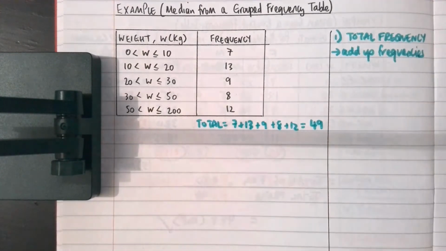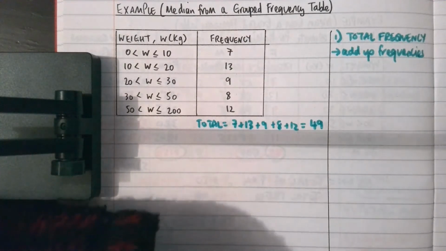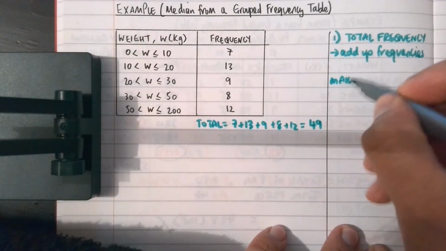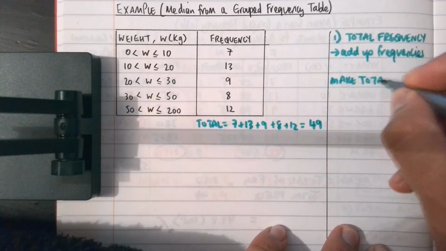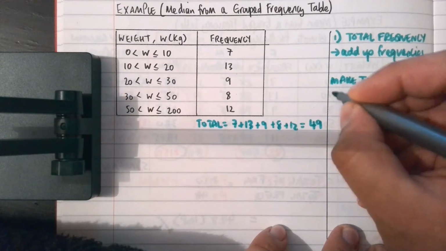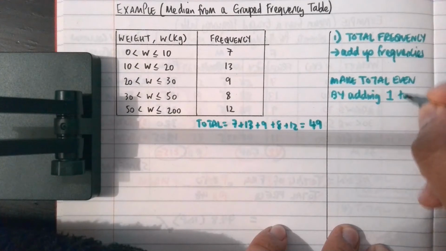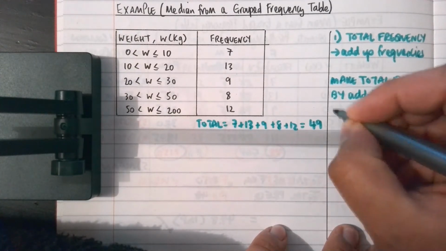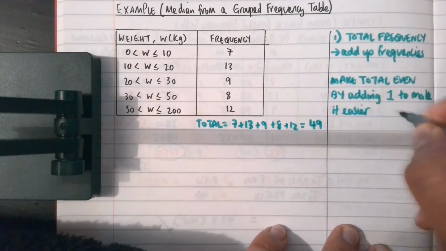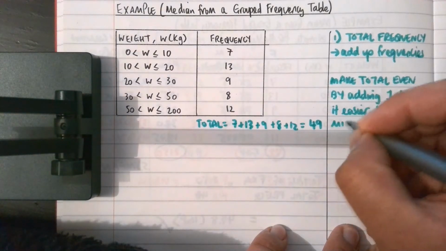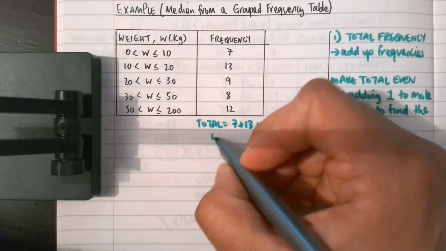Now remember, because 49 is an odd number, we're going to add 1 to it to make it easier to work out where the middle is going to be. You only do this when the frequency is odd. So we're going to make the total even by adding 1, and that just makes it easier to find the median, to find the middle piece of information, because there is not going to be a 24.5th piece of information. That doesn't exist in our data.